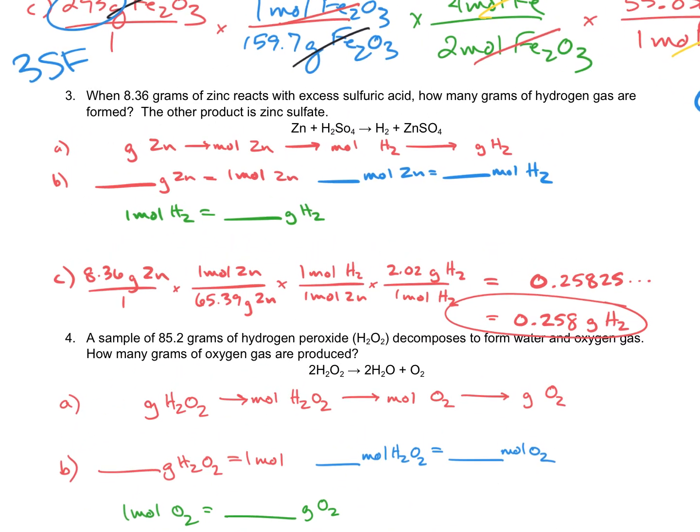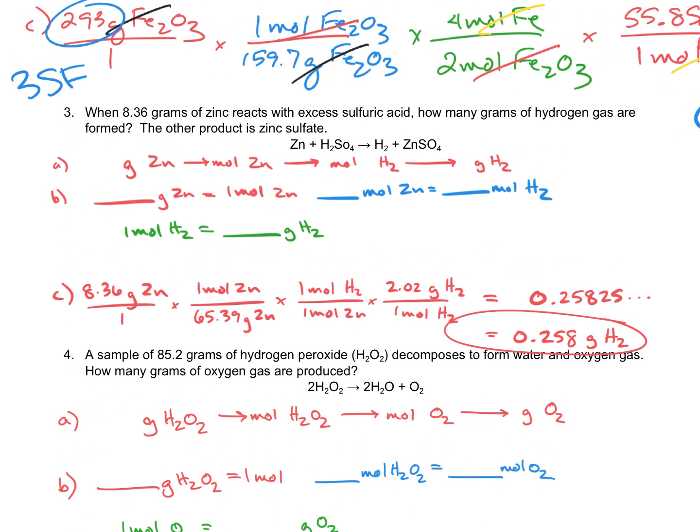Question 3 deals with the reaction of zinc and sulfuric acid to produce hydrogen and zinc sulfate. The question says, if you have 8.36 grams of zinc and it reacts with sulfuric acid, how many grams of hydrogen gas are formed. So you're going from grams of zinc to grams of hydrogen, but you have to go through the mole in the middle.